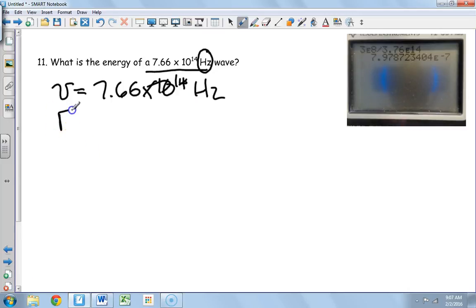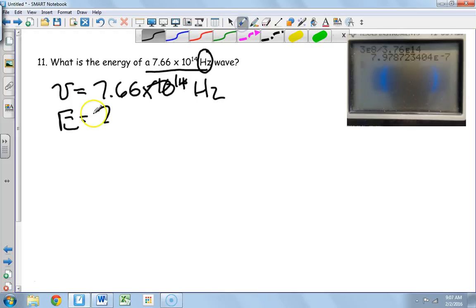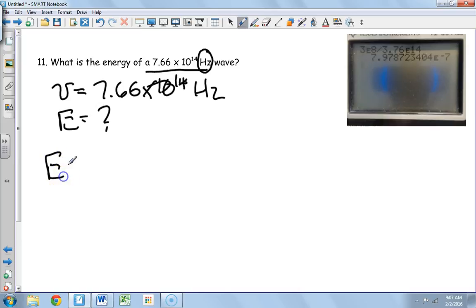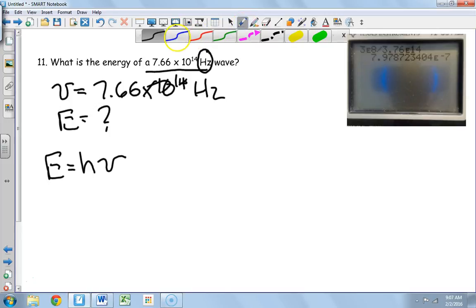And we're trying to find E. E equals question mark. I'm sorry that this for some reason is doing crazy things. Okay, so what formula relates energy to frequency? Well, it happens to be E equals h nu. It's the one that has both energy and frequency in it. We're trying to solve for energy, so let's plug it in.